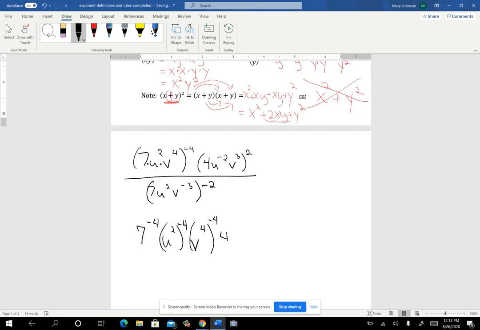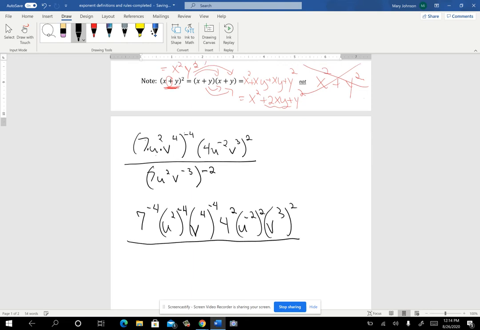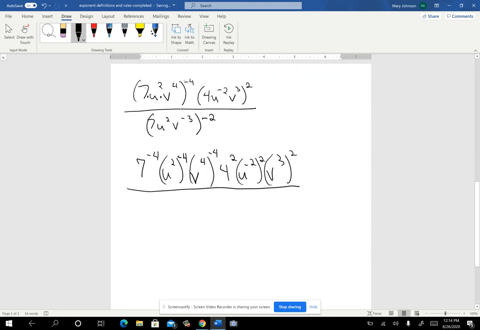See how the 4 is going to be raised to the 2nd power. U to the negative 2 is going to get raised to the 2nd power, and v to the 3rd is going to get raised to the 2nd power. Okay, then we'll go on to the denominator and do the same thing. So it's really just applying that power of a product rule. So the 7 gets raised to the negative 2. U to the 2nd, put it in parentheses, raised to the negative 2. V to the negative 3rd gets raised to the negative 2 power, okay?